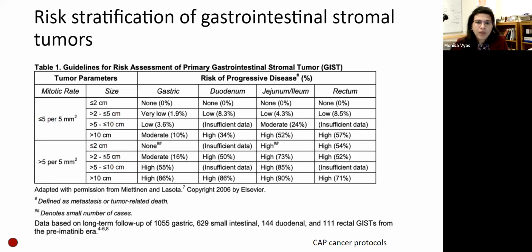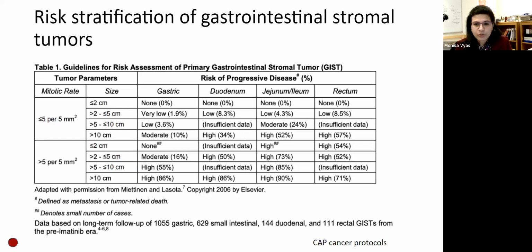And this table is taken from the CAP cancer protocol, which is the standard GIST risk stratification algorithm. So the factors which are considered in risk stratification are mitotic rate, size of the tumor, and then location. So depending on the combination of size, mitotic rate, and location, GIST can be stratified into no malignant potential versus very low risk of progression, or low, moderate, or high risk of progression.